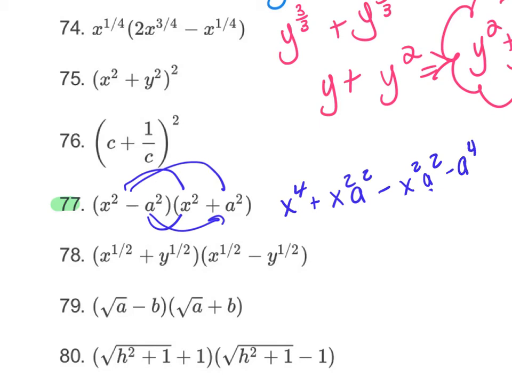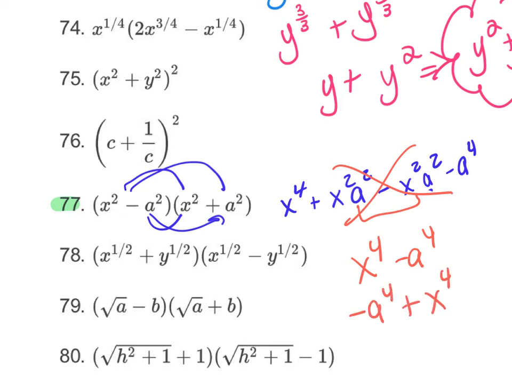What happens here in the middle? They're exactly opposites, so they cancel out. And I'm left with x to the fourth minus a to the fourth. Standard form, if you wanted to, you could write it negative a to the fourth plus x to the fourth. But you can keep it with x first if you want, because that's how it was in the problem. But either one of these will work. Yes, ma'am.